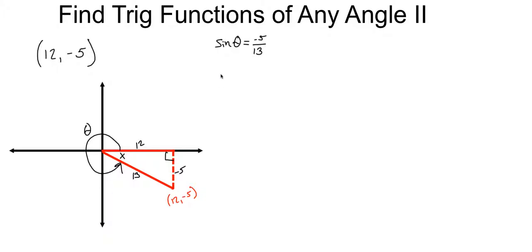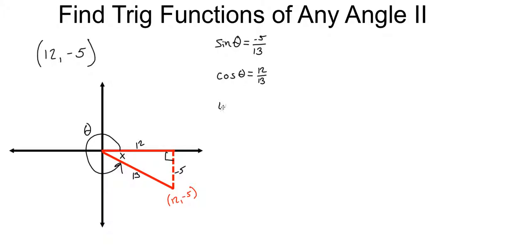Okay, and the cosine of theta, again, I'm going to consider this right triangle here. We have a positive x, so the positive x is 12 over our hypotenuse 13. So the cosine of theta is going to equal 12 thirteenths.